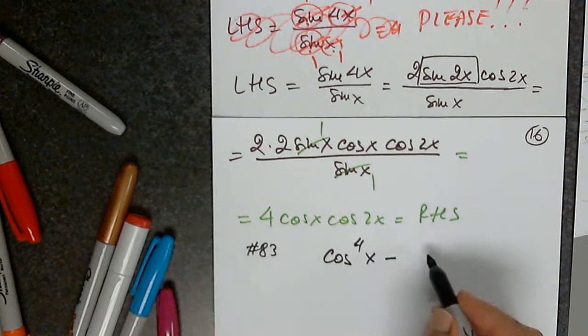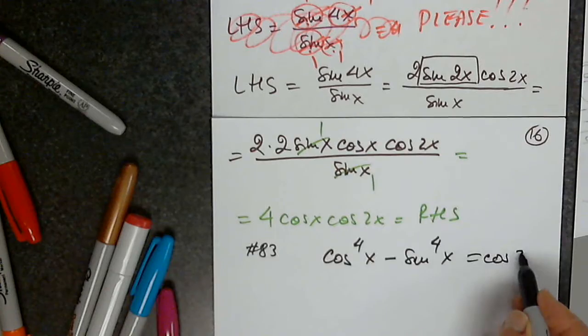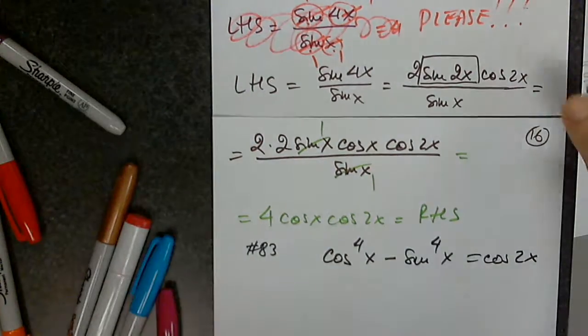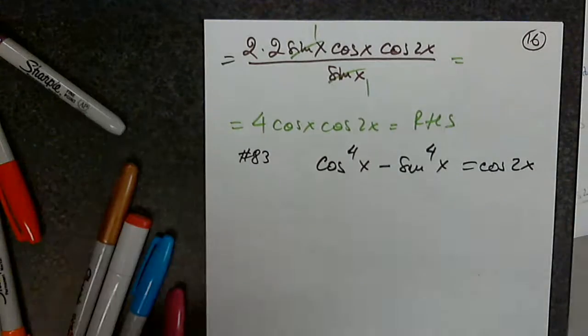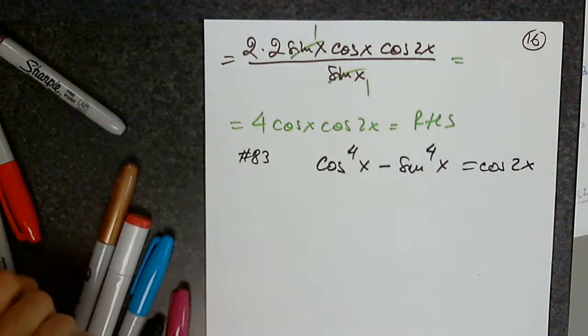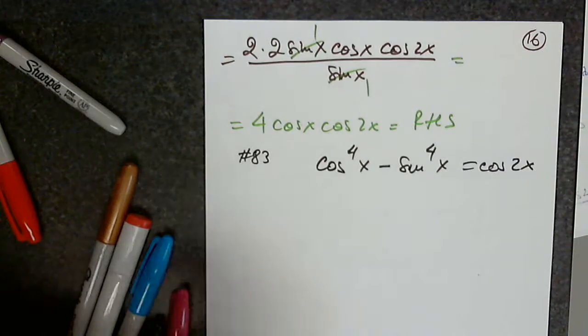Cosine to the 4th x minus sine to the 4th x equals cosine 2x. Now, honestly, on this one, I already have the road in my head. On the previous one, I didn't. On this one, I do. Which side do you start from? Yes, I agree.